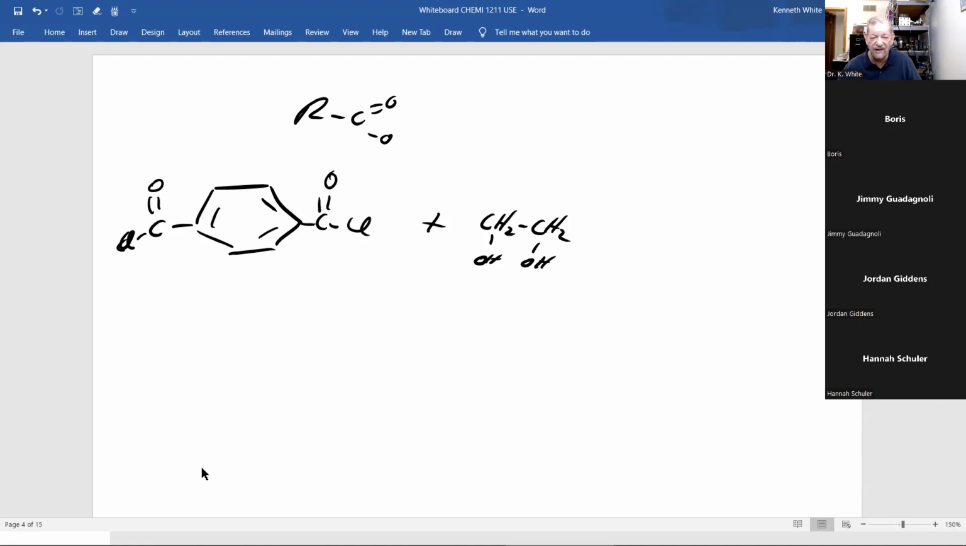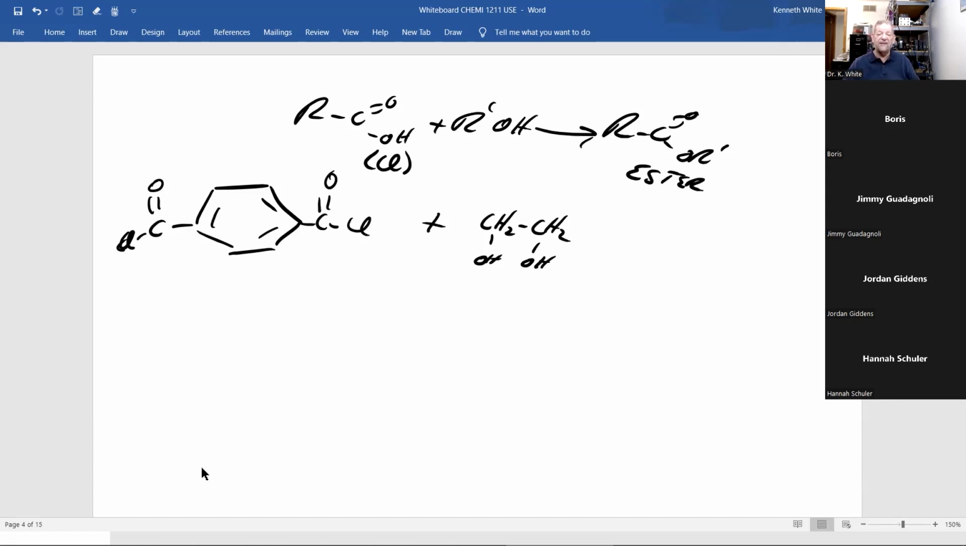Now the reaction which you learned already is this. You take a carboxylic acid, and by the way, instead of OH, if you have a halogen like chlorine, the same thing will happen. Alcohol, you make an ester. So this will make an ester. And you don't have to copy this down, but it's something I think you'd like to learn about.